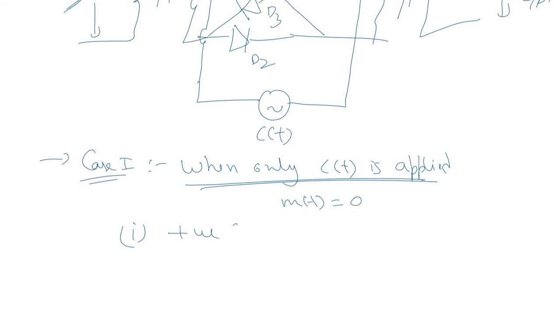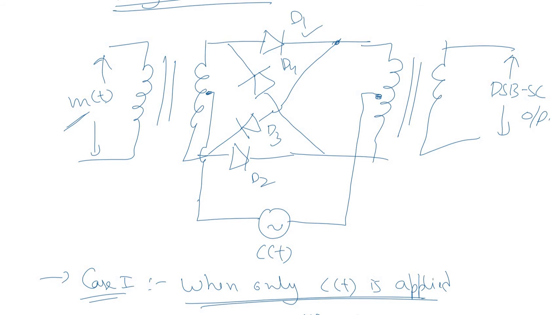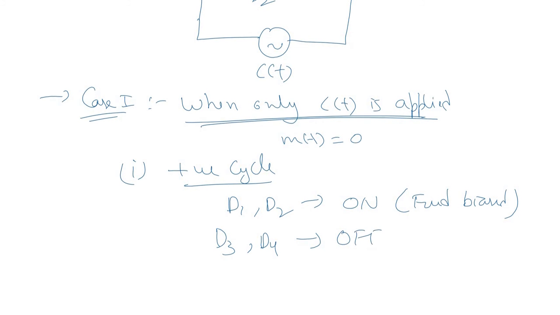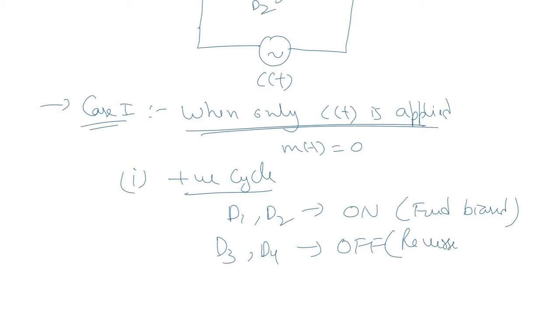That is, for the positive cycle of the carrier signal. Carrier is a sinusoidal signal. It will have positive as well as negative polarity. So for the positive cycle of the carrier signal, if c(t) is positive, D1 and D2 will be forward biased and D4 and D3 will be reverse biased. Clearly we can see from this circuit that D1 and D2 are forward and D3 and D4 are reverse biased. So D1 and D2 are on, and D3 and D4 are off.